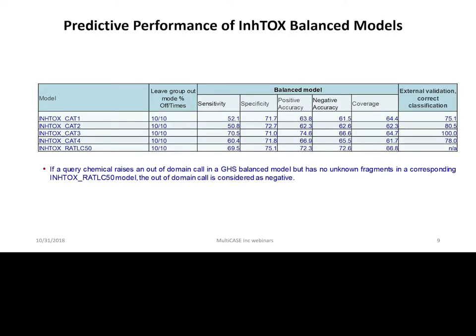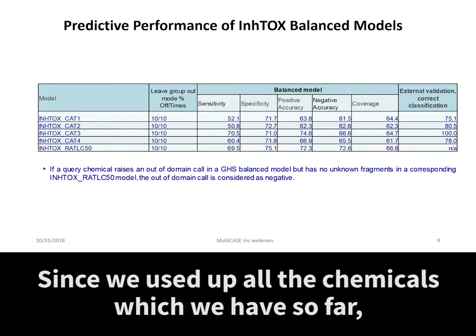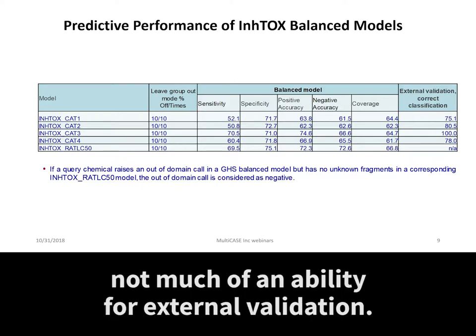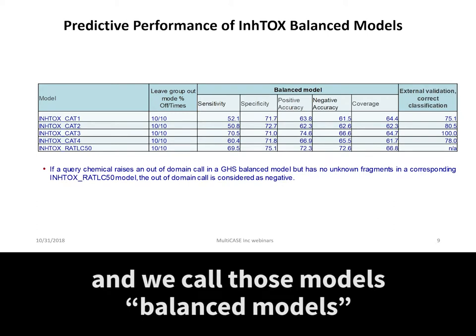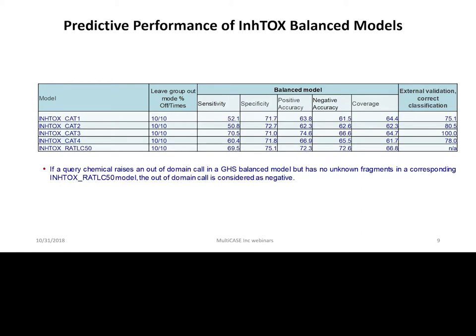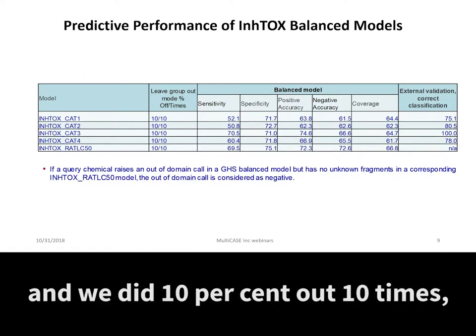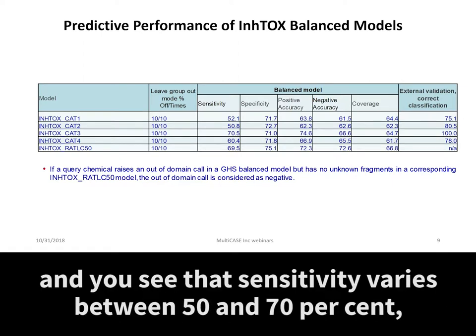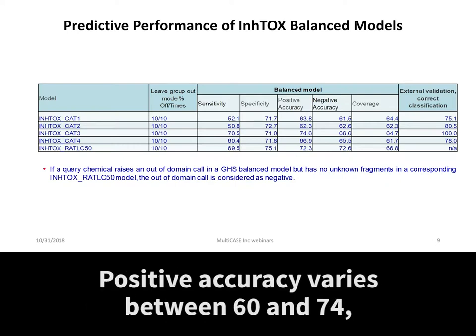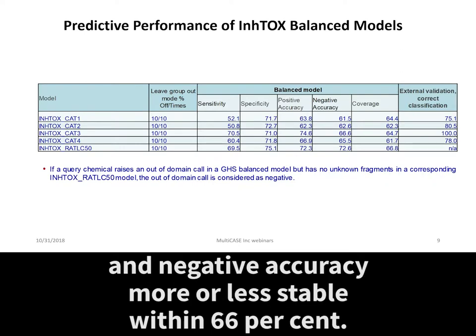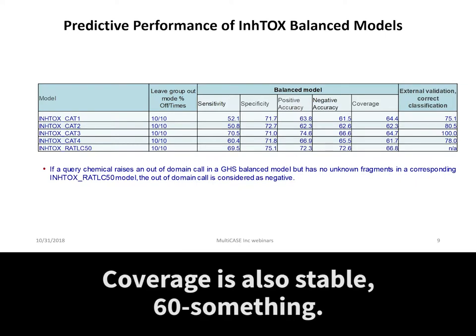So talking about the prediction, since we used up all the chemicals which we have so far, there is not much ability for external validation. We still managed to set away some of the chemicals from the categorical models, and we call those models balanced models because they do have an almost equal ratio of positive and negative. The numbers here are produced by the leave-group-out approach, and we did 10% out 10 times. And you see that sensitivity varies between 50 and 70%. Specificity is almost stable within 70%, 71, 72. Positive accuracy varies between 60 and 74, and negative accuracy is more or less stable within 66%. Coverage is also stable, 60-something.